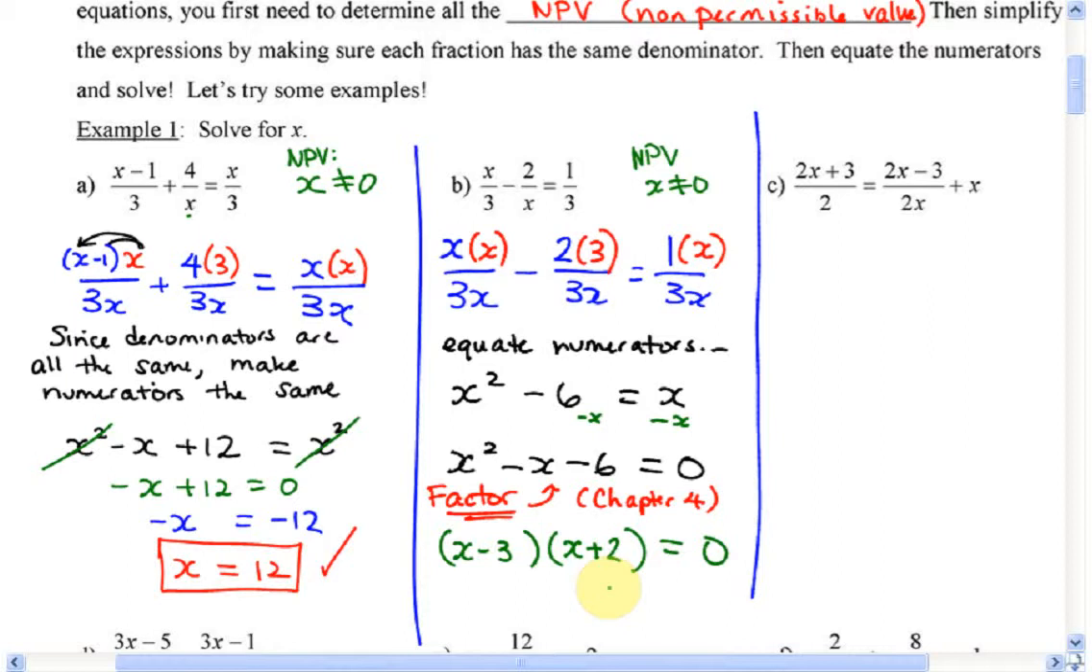Good. And how do you solve this? Remember, you want to make one of them equal to 0, so either this equals 0, therefore x equals 3. Not cannot equal, x equals, I'm solving now. Oh. X equals -2. And just double check if they're NPVs. They're not, so we're good. Done. See how math builds on previous things? Those of you who didn't like factoring, you're going to have to learn it sooner or later.